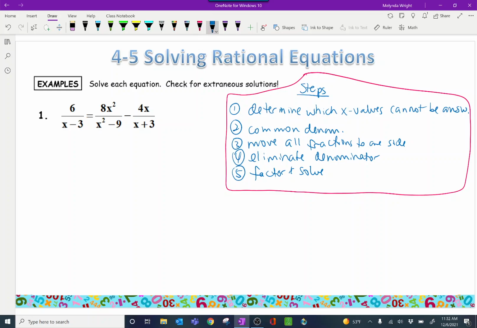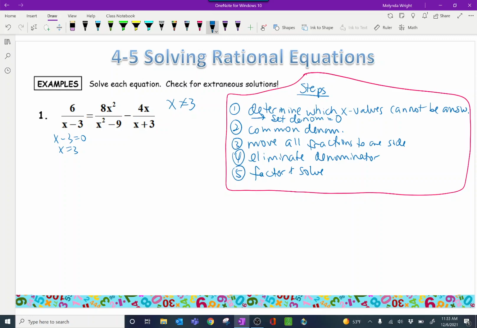Okay, so step one, I need to determine which x values can't be used, can't be the answer, and the way that I do that is I set the denominator equal to 0. All the denominators. So we've got x minus 3 is 0. So x is 3. All right, so I'm going to start a list. X cannot be 3. So why can't it be 3? It can't be 3 because it would turn that fraction's denominator 0, and we know that's bad.